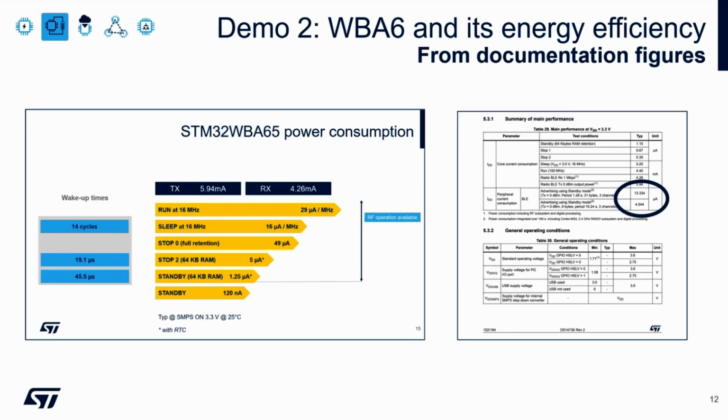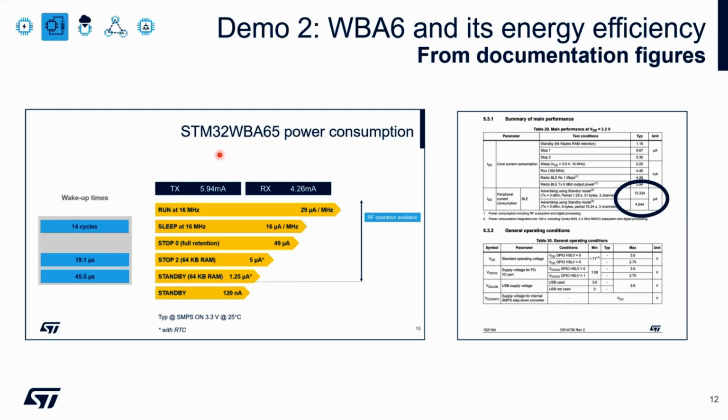First, WBA6 figures from documentation. From the slide point of view, you will get a lot of information. So, WBA6 power consumption. This is pretty clear, as on any of our STM32 microcontrollers, we are offering a different set of power modes that allow you to adjust your application to the right needs. And at the end, that will make your application really efficient in terms of power.